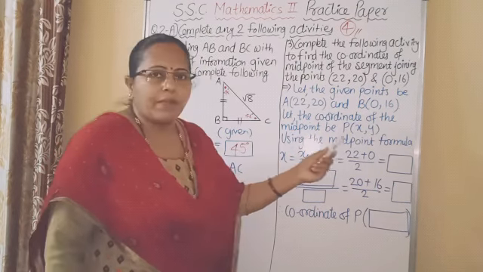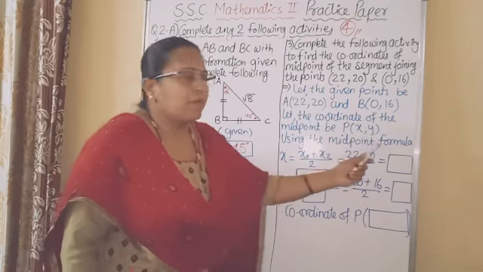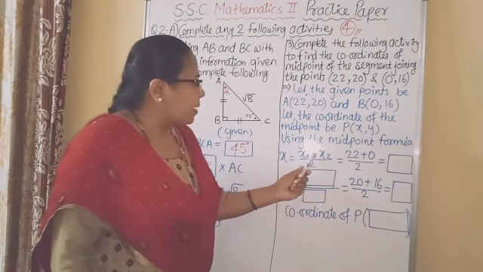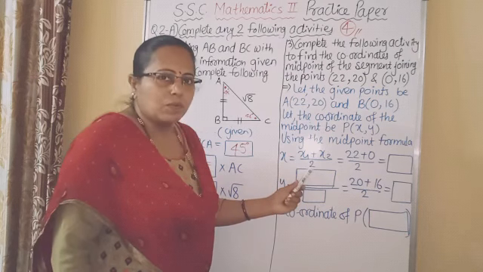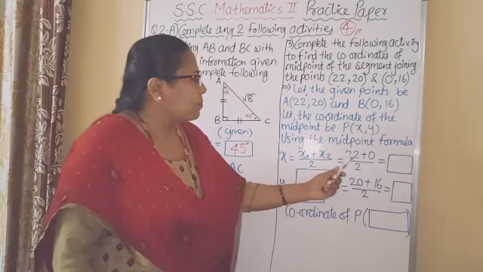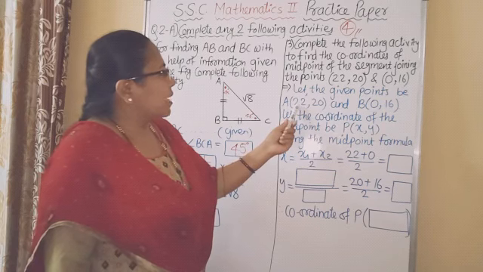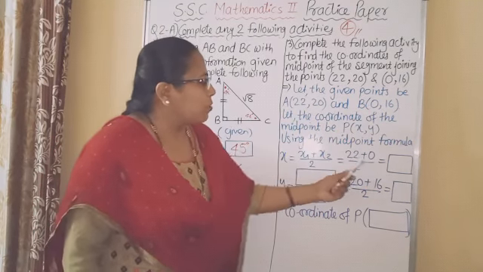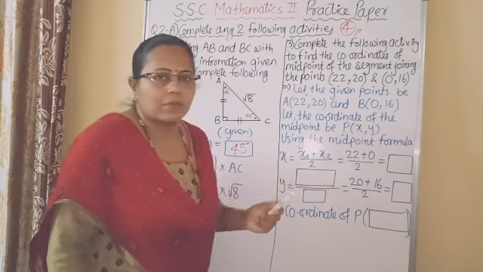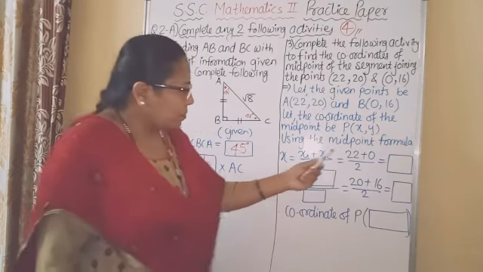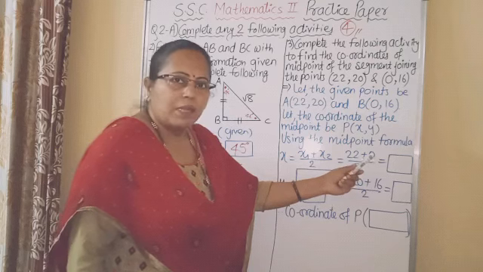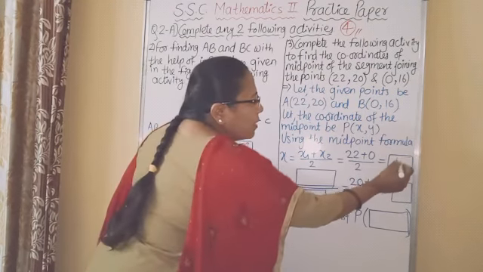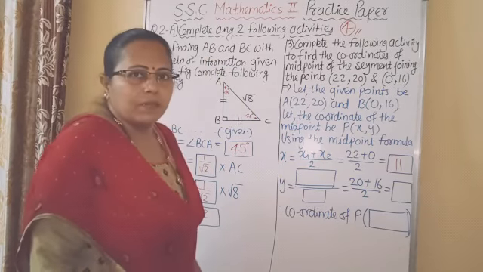So we have to use the midpoint formula. Using the midpoint formula, x coordinate of the midpoint is x1 plus x2 upon 2, equal to, x1 and x2 values written. x1 is 22, x2 is 0. So 22 plus 0 upon 2 equal to box. So you have to find the answer. 22 plus 0, 22, and 22 upon 2, 11. So the x coordinate we got is 11.